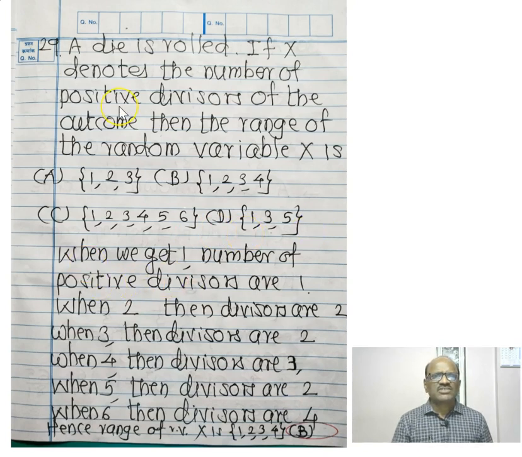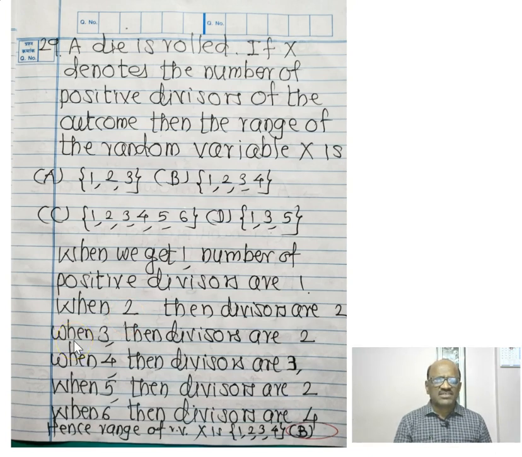What is the question? It's the random variable. When we get 1, the only positive divisor is 1. When we get 2, the divisors of 2 are 1 and 2. Both 1 and 2 divide this number.